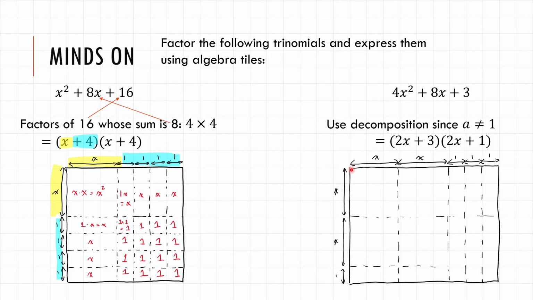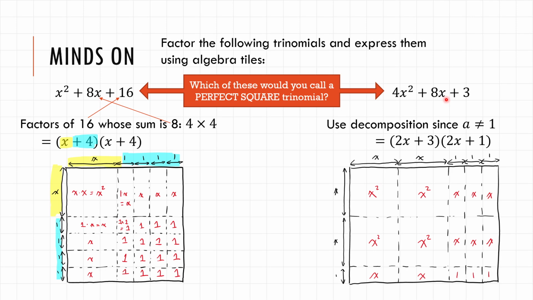And the rectangle that I draw, again, I can split that up according to the known quantities. And now I can see that's x squared, x squared, x squared, x squared. So there's 4 x squared tiles. There's 1, 2, 3, 4, 5, 6, 7, 8 x tiles, and 3 unit tiles at the end. Okay, now that we've been able to successfully show that we can connect algebra tiles to the actual algebraic expression, which of these two would you call a perfect square trinomial?